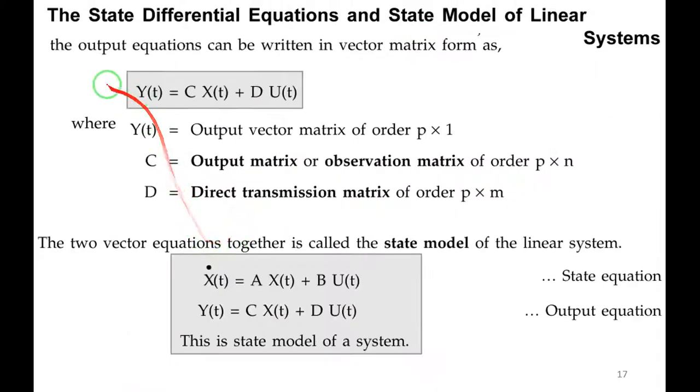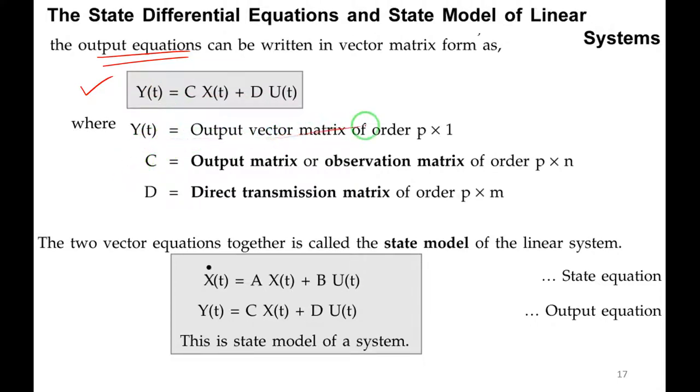So this is the output equation: y of t is equal to C into x of t plus D into u of t. I hope you remember that the output equation is a function of the state variables and the inputs. C is associated with the state variables for the output equation and D is associated with the inputs for the output equation, just to differentiate.